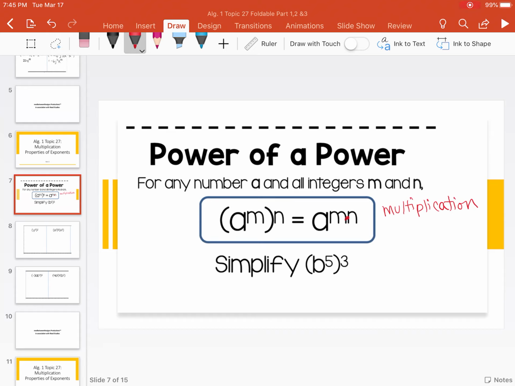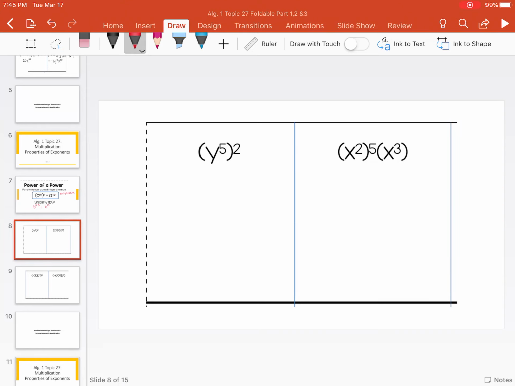So if we want to simplify, in the example right below, b to the fifth all raised to the third, this is the same thing as b to the 5 times 3, which, 5 times 3 is 15, so b to the 15th power. Same thing, simple as that. So if we open up this flap, we're going to have our first example of y to the 5th raised to the 2nd. So again, we're going to multiply our exponents here. So we have y to the 5 times 2. 5 times 2 is 10, so we get y to the 10th power.